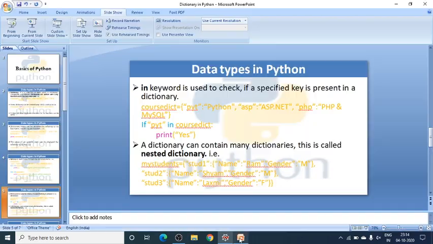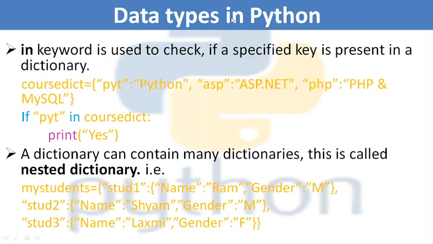Now get back to our presentation again. A dictionary can contain many dictionaries, and this is called a nested dictionary. So earlier, a key is there, and with that key we can pass on a dictionary or list or anything. It can contain any information with that. So this is student one, name is Ram, gender is M, and this is a dictionary. Another student, his name is Sam, gender is male. Another student name is Lakshmi, gender is female.